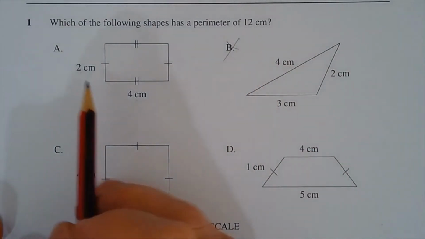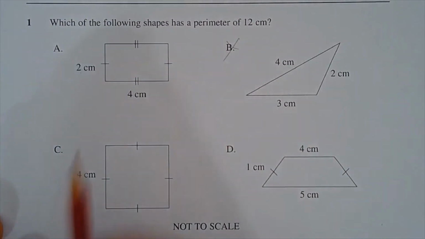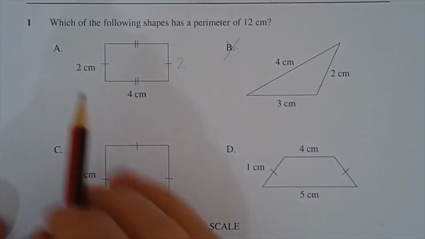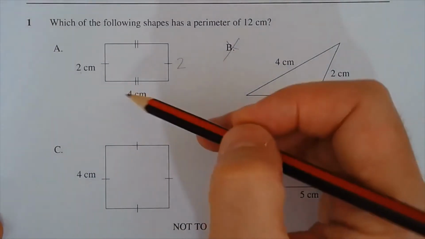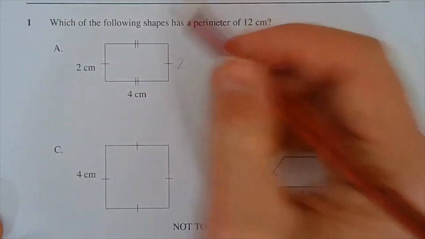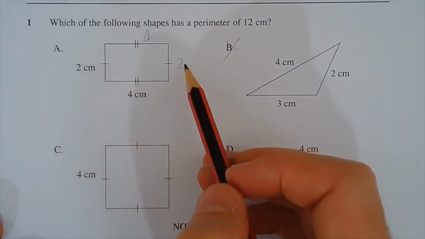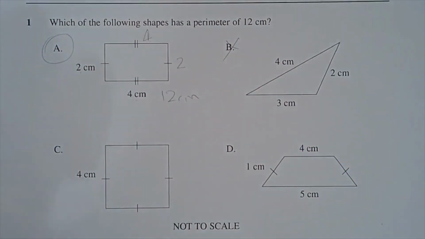Of course it's A. A rectangle has opposite sides equal. So if that's 2 centimeters there, so this is the height of the rectangle, this one here is 2 centimeters as well. Opposite sides are equal and parallel, of course, in a rectangle. 4 centimeters for the length down here. This one's also 4. 2 plus 4 is 6. 6 plus 2 is 8. 8 plus 4 is 12 centimeters. So the answer is A.